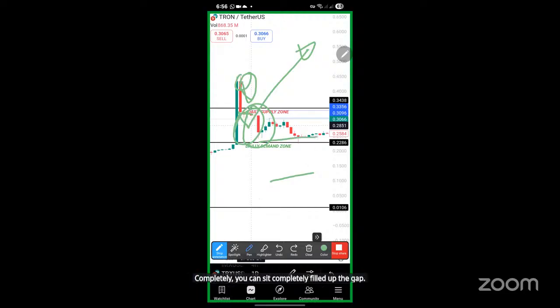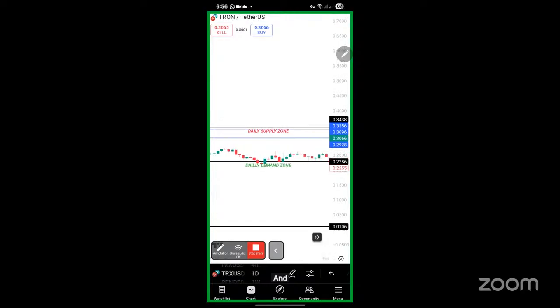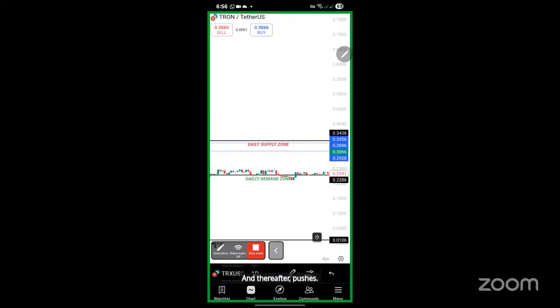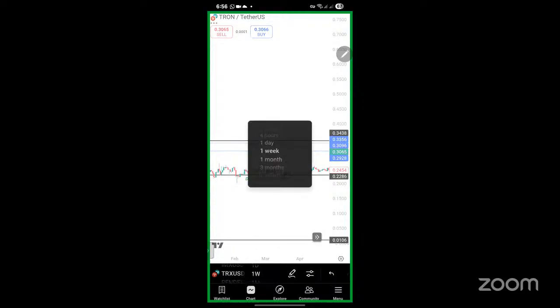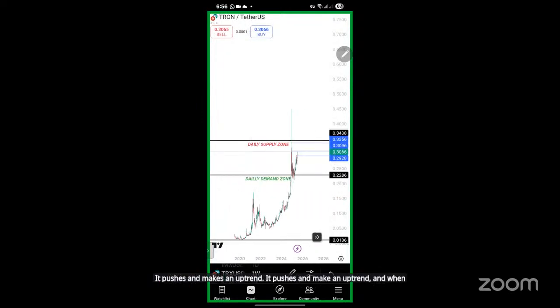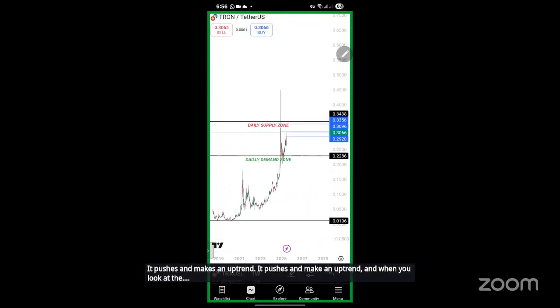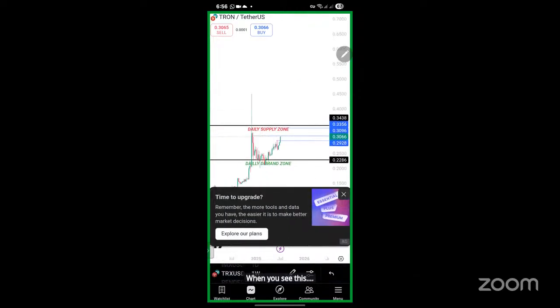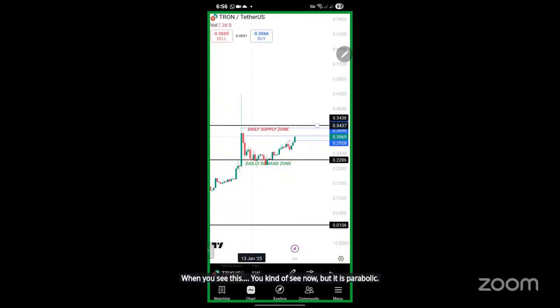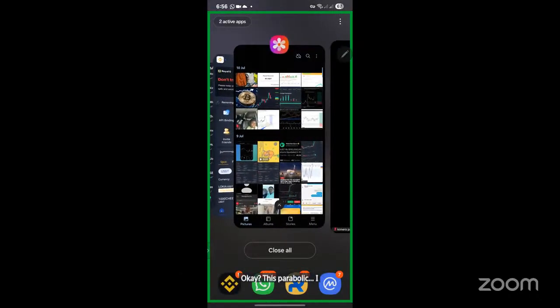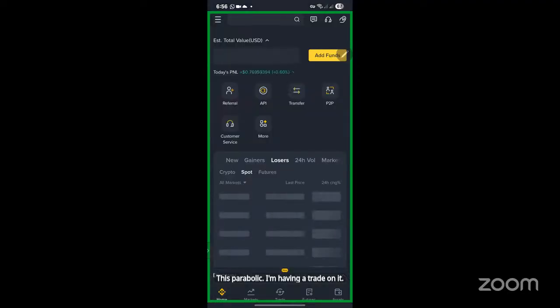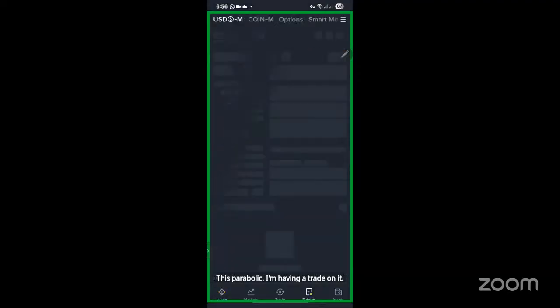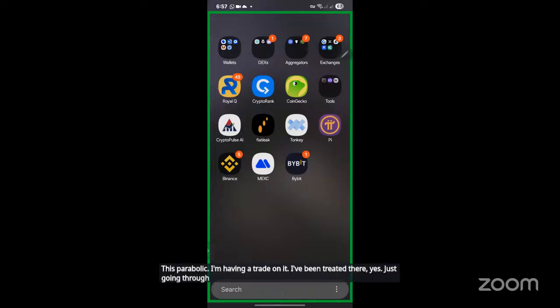And thereafter, it pushes and makes an uptrend, okay? When you see this, you can see now that it is parabolic. I'm having a trade on it, yes, it's going through. So that's it.